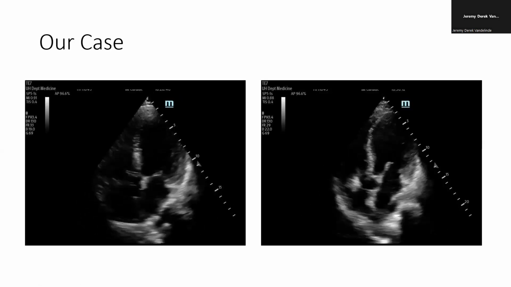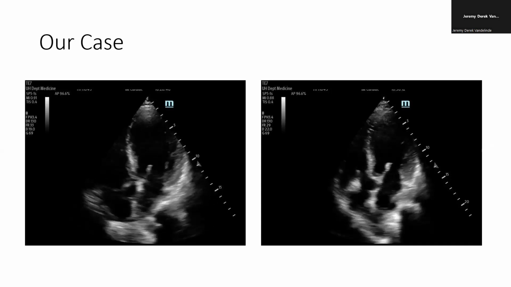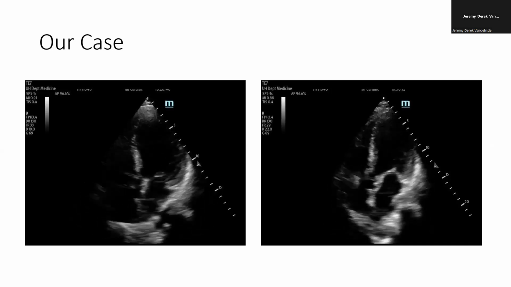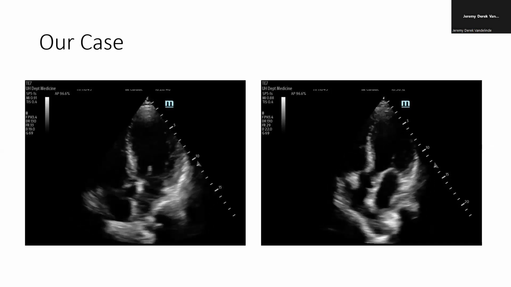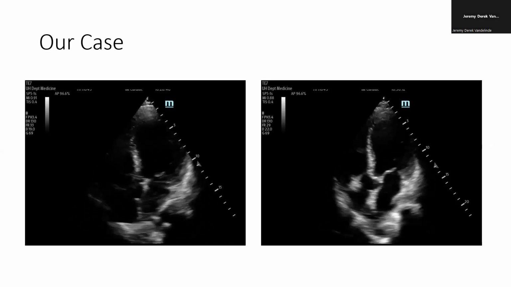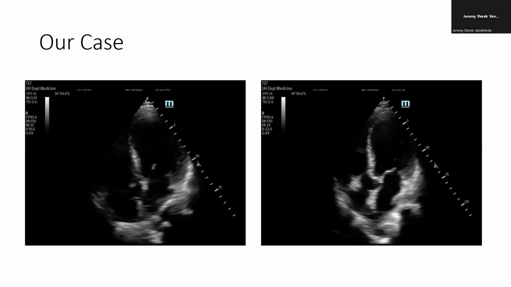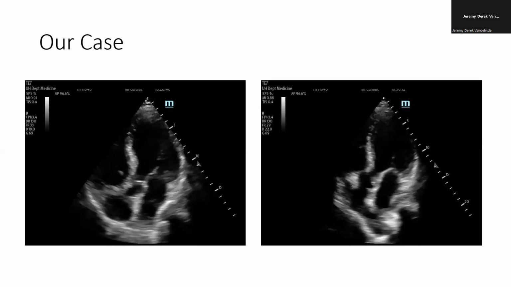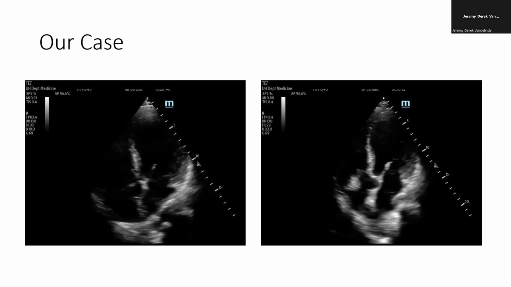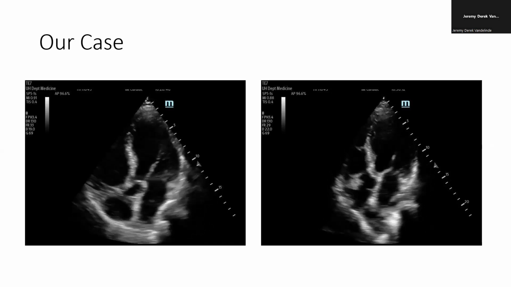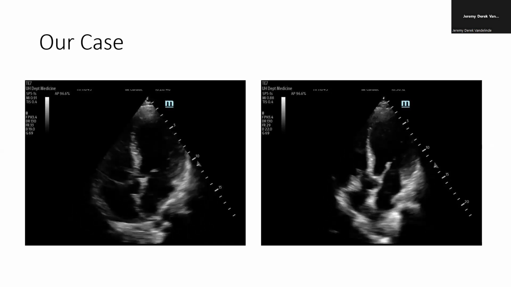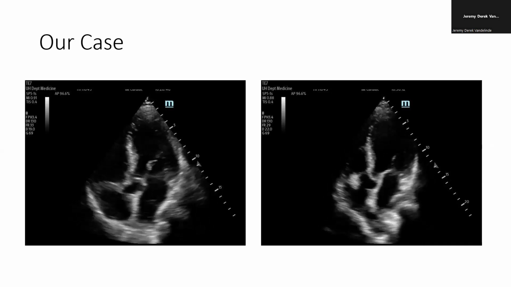On the apical four chambers is where it's probably the most dramatic, and there's a four chamber on the left and the five chamber on the right, where you can see that LV cavity is really not getting that good shrinking and relaxation, although the wall thickening actually is relatively preserved in this gentleman.